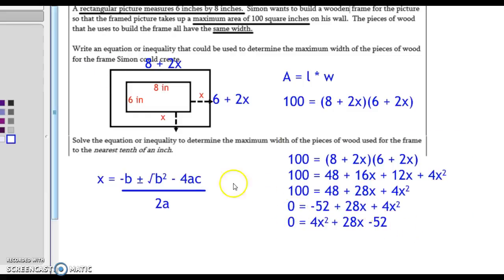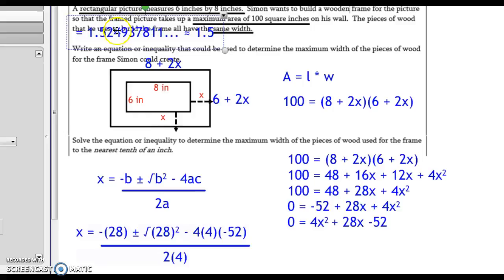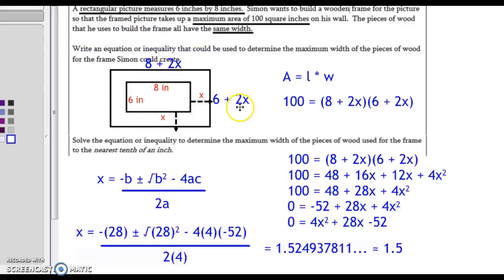Now that my quadratic is done, I choose to use the quadratic formula to solve this equation. And you can see my substitution step here. It looks like a lot going on here, but all we've done is substituted the a, b, and c values from the quadratic into our quadratic formula. Once you get this, you can put the whole kit and caboodle into the calculator and press enter. You'll get two answers. One is positive, one is negative. The positive answer is 1.524, etc. We're rounding that to 1.5 to the nearest tenth, and there's our answer. The maximum width of the pieces of wood is 1.5 inches.